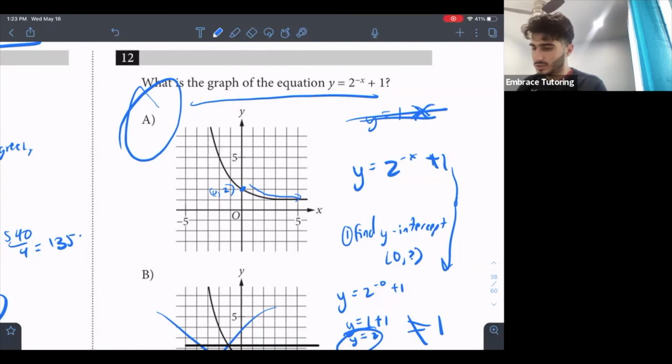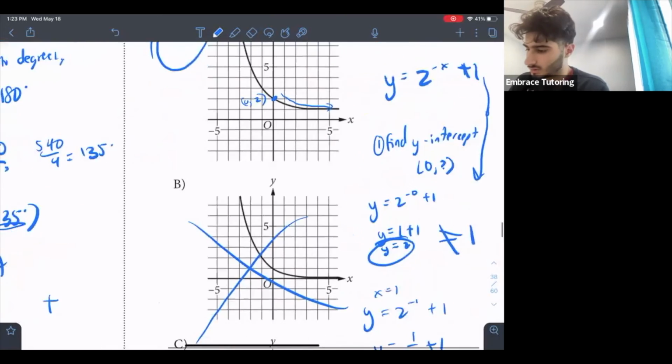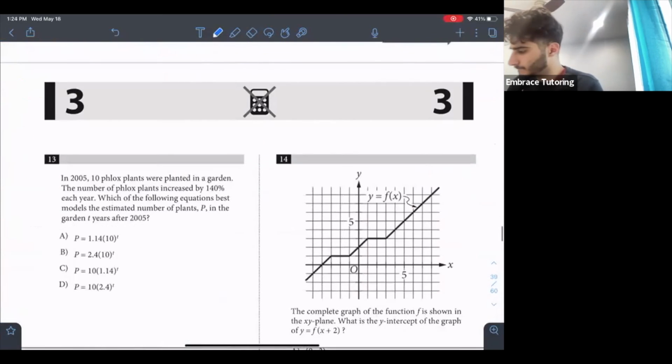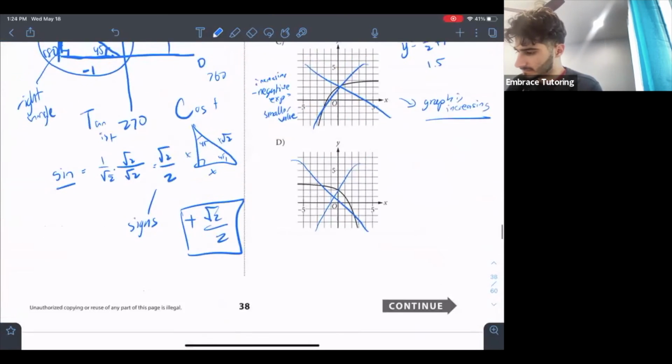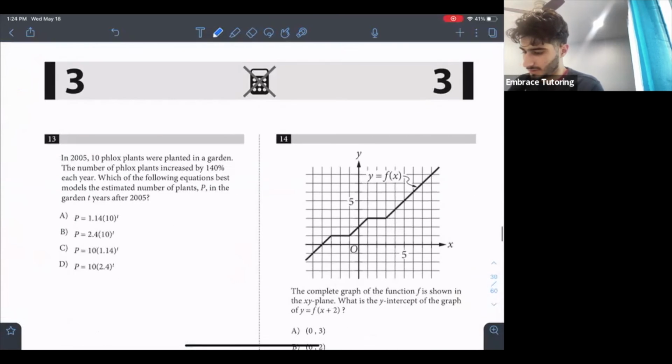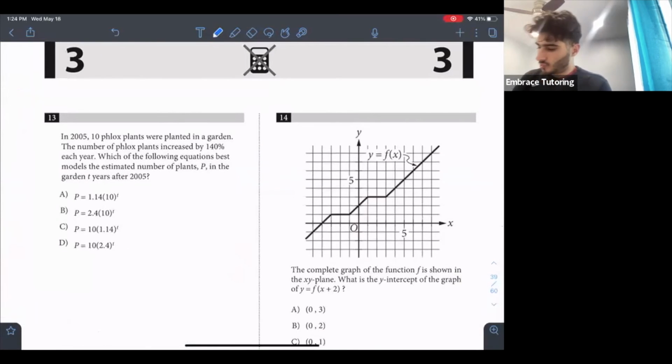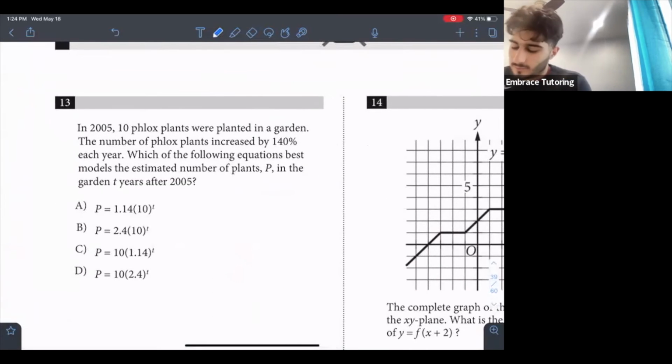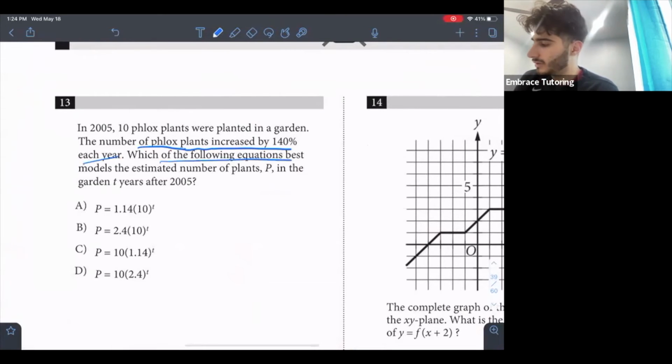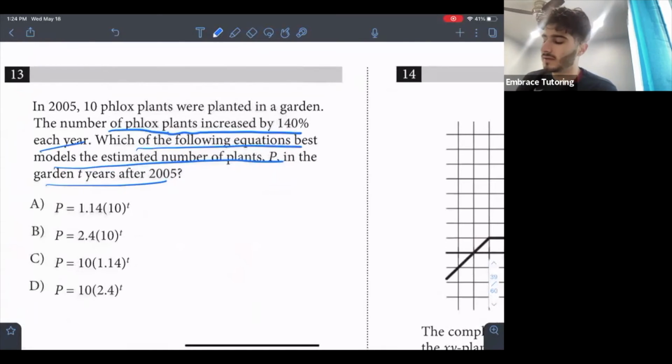Next question, 13. In 2005, 10 phlox plants were planted in a garden. The number of phlox plants increased by 140% each year. Which of the following equations best models the estimated number of plants P in the garden T years after 2005?